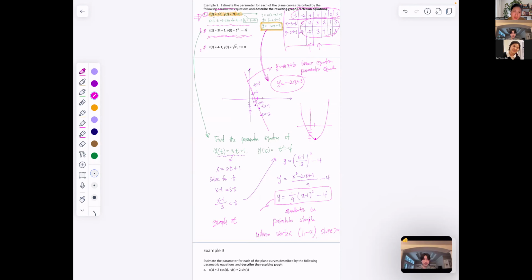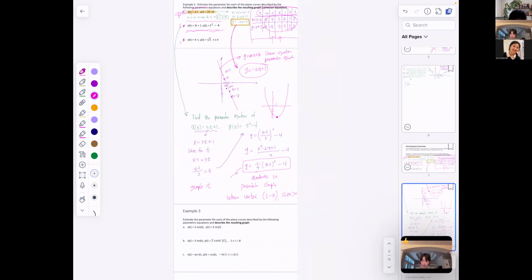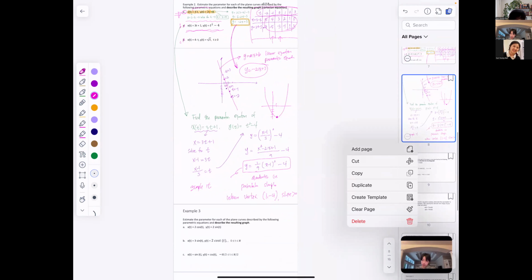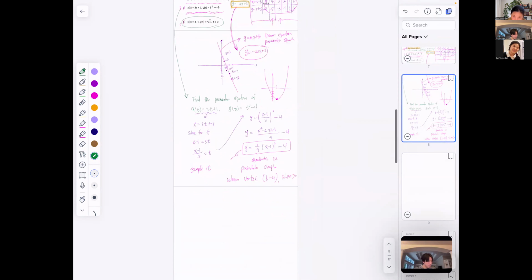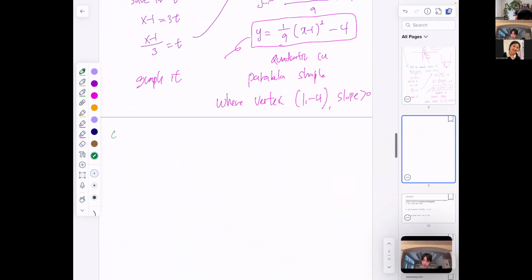Letter C. Sometimes it might not be linear or quadratic. Let's check it out. I'm going to go down the page. So the C is right here. It's hard to see, so I'm going to write it here one more time. We have the same question: find the parametric equation of x of t equals 4 minus t, and y equals radical t, where t is greater than or equal to 0.